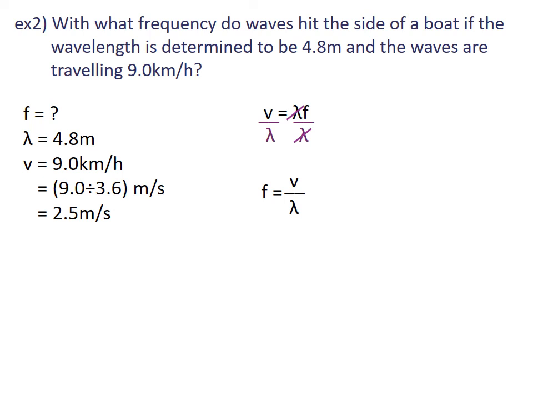I can now substitute in the numbers that I have in my variable list. V is equal to 2.5 meters per second. And on the bottom, I put lambda, which is 4.8 meters. Meters and meters will factor out, and that's going to give me seconds on the bottom. And we said that 1 over s is equal to hertz. So I wind up with 0.520833 hertz. Two significant figures because both numbers that I have been given have two significant figures and we had been dividing.